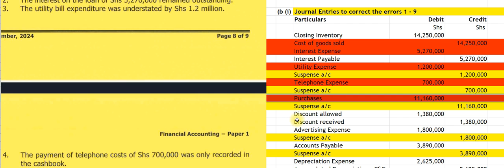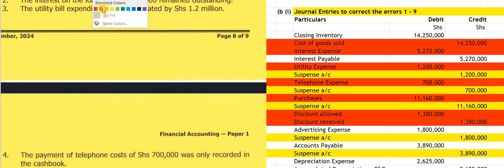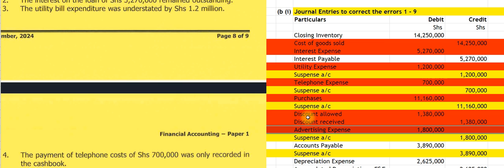The discount allowed and discount received errors will also affect your net profit. So you have to identify those errors that are going to affect your net profit. Advertising expense will also affect your net profit.